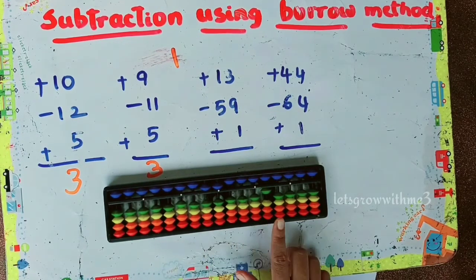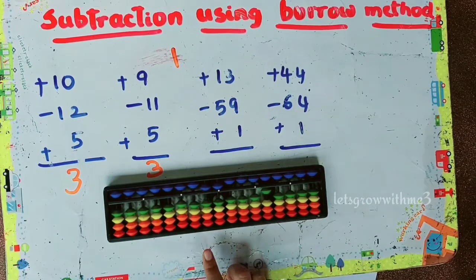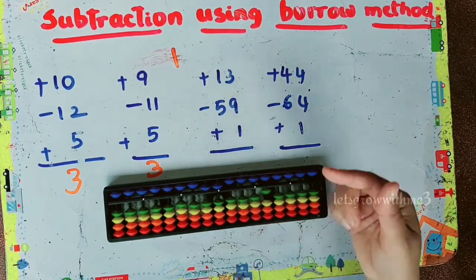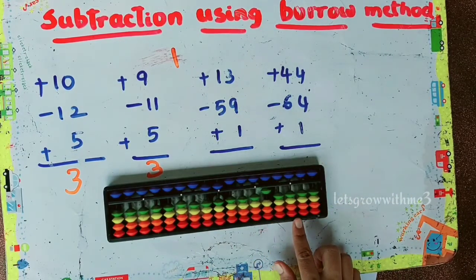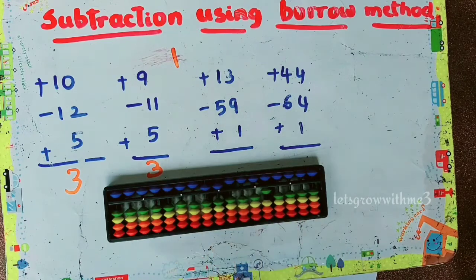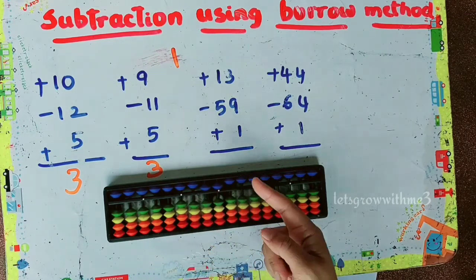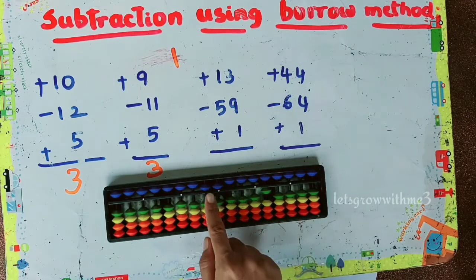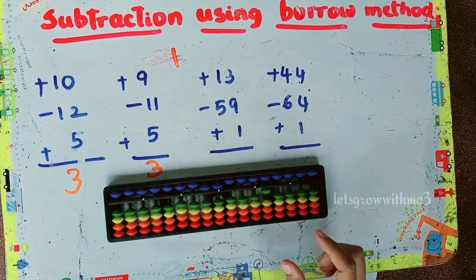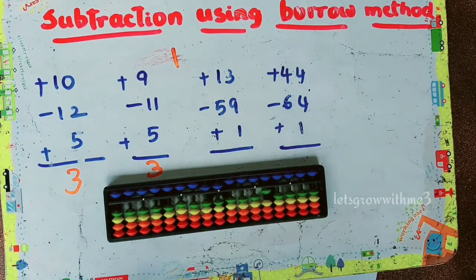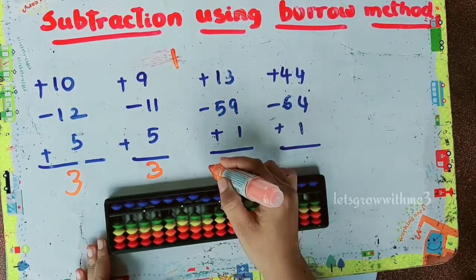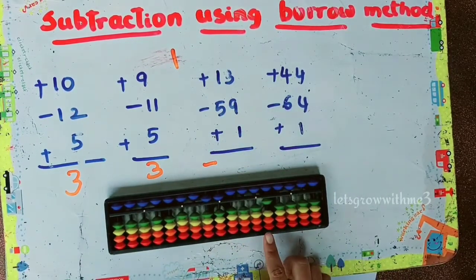But here we have taken the borrow. We should return this one. But we can't, because we have very little value compared to our borrow. The borrow is 100 and the value we got is 55. So what we need to do is find the complement of 55. How to get that value? Just subtract 100 minus 55 and assign the negative sign to the answer.